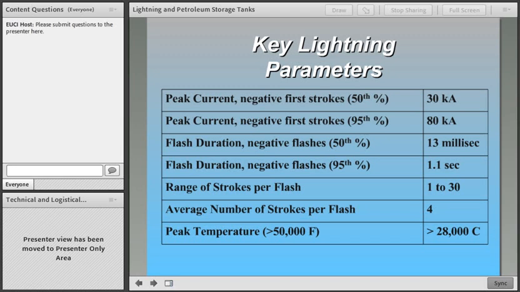A lightning flash will last about 13 milliseconds on average. However, a flash may last over a second as the current continues to flow between the cloud and the ground. A lightning flash is defined as a complete lightning discharge, and there are often several lightning strikes contained within one lightning flash. And this is what gives lightning its flickering qualities.